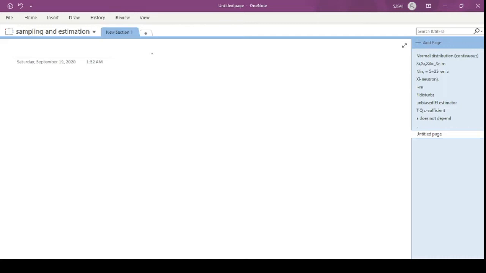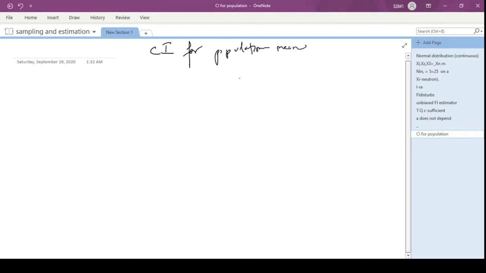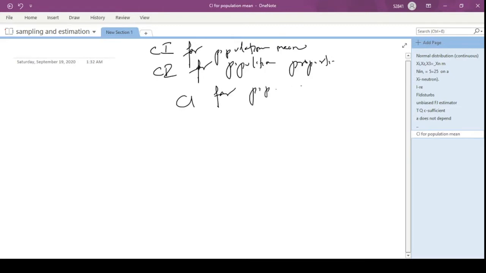So one is the confidence interval for population mean. The second is the CI for population proportion, and third is the CI for population variance. How exactly can we estimate the confidence intervals for these kinds of population parameters? These are parameters called theta.